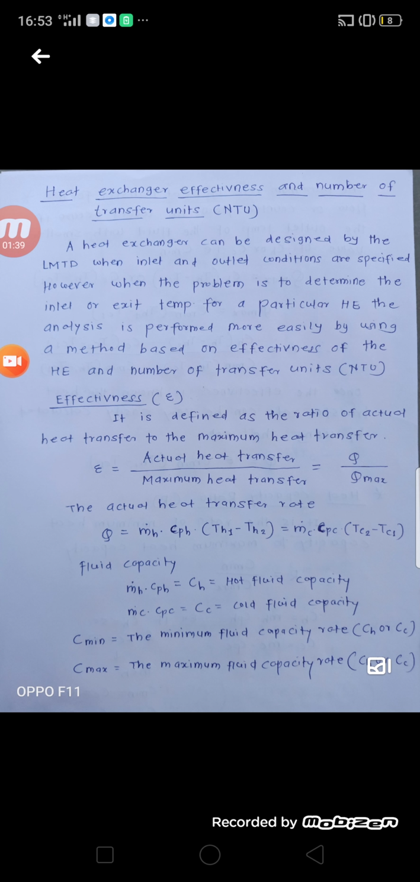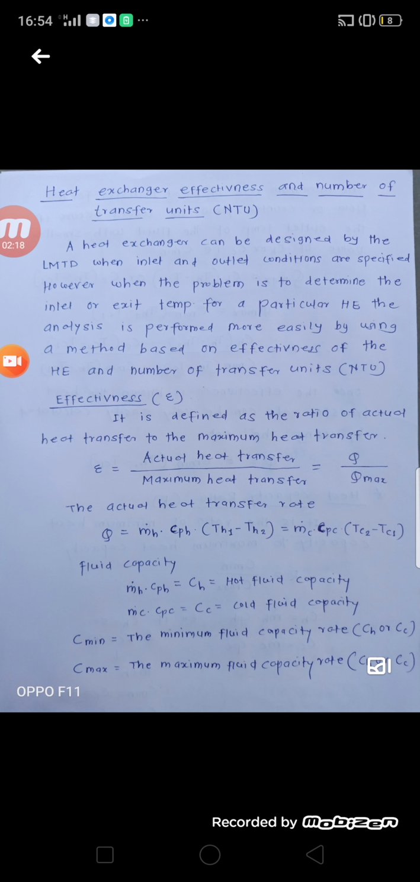Now we have to calculate the maximum heat transfer. The heat transfer is maximum when the temperature difference is maximum. There are four temperatures: inlet temperature of hot fluid, inlet temperature of cold fluid, outlet temperature of hot fluid, and outlet temperature of cold fluid. From these, which temperature is maximum? That is Th1, the inlet temperature of the hot fluid. Which is minimum? That is the inlet temperature of the cold fluid. So this temperature difference is maximum, and we multiply it by the minimum heat capacity to get the maximum heat transfer rate.